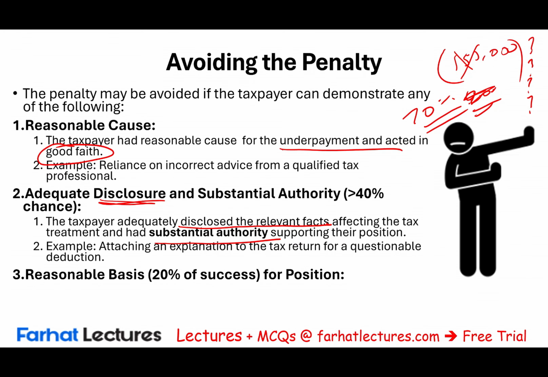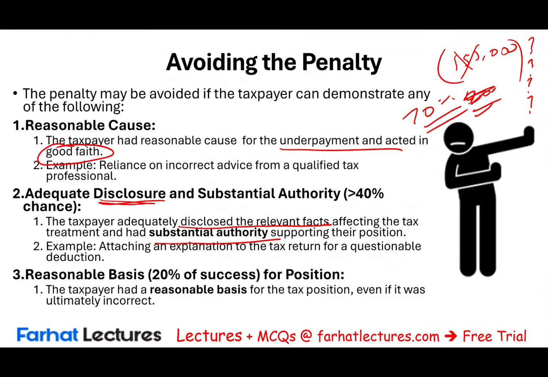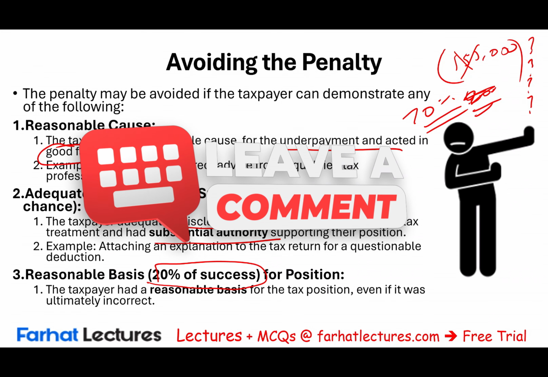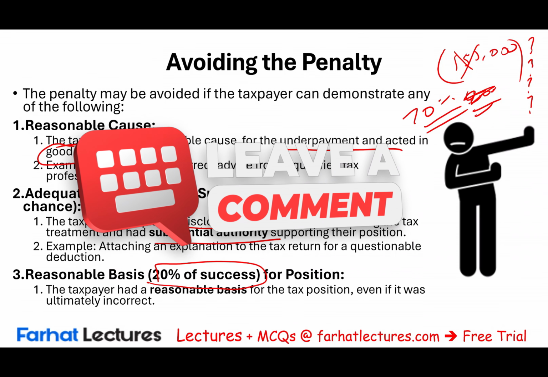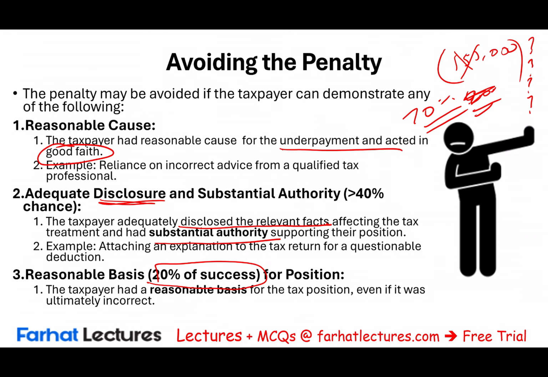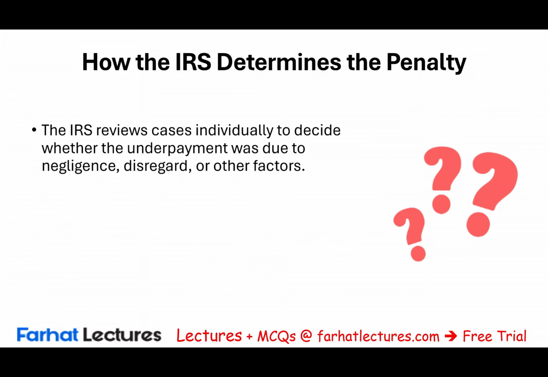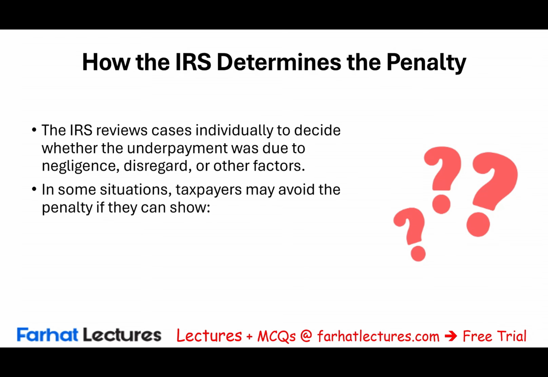You're avoiding the penalty, or you have reasonable basis. Reasonable basis is basically more than a 20% chance that your position is correct, although it may be ultimately incorrect, but you have a reasonable basis. You looked at things, reviewed them, and there's a chance this is a legitimate deduction. Now, how does the IRS determine whether the penalty is negligence or disregard? They look at the case, they look at factors, they look at what you did.